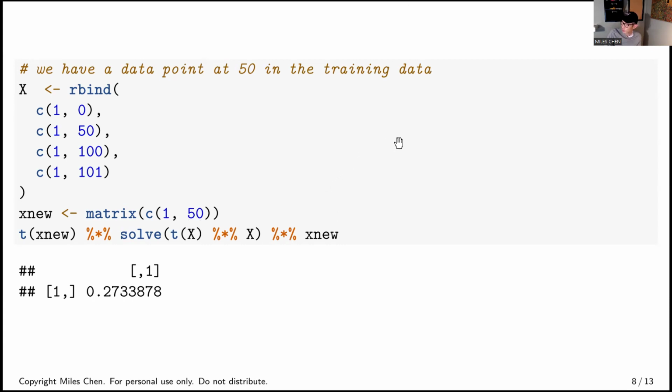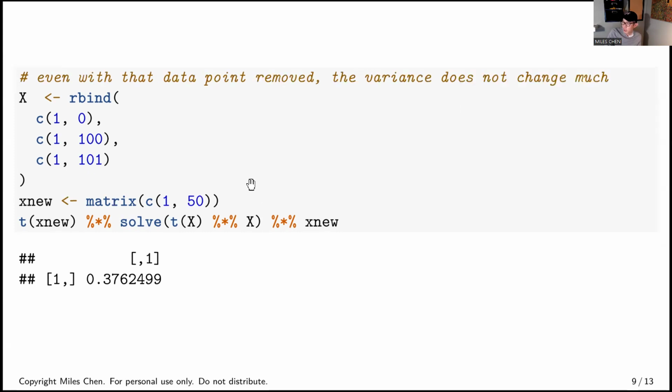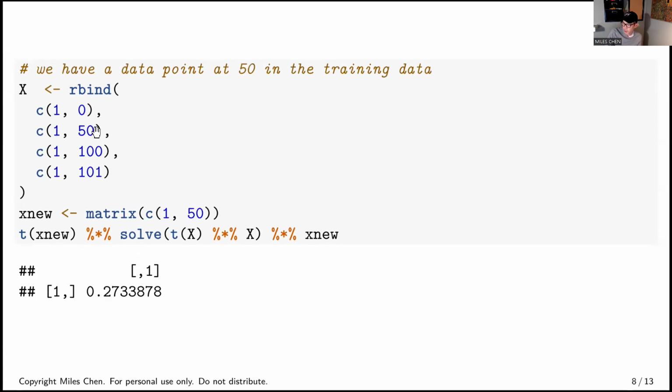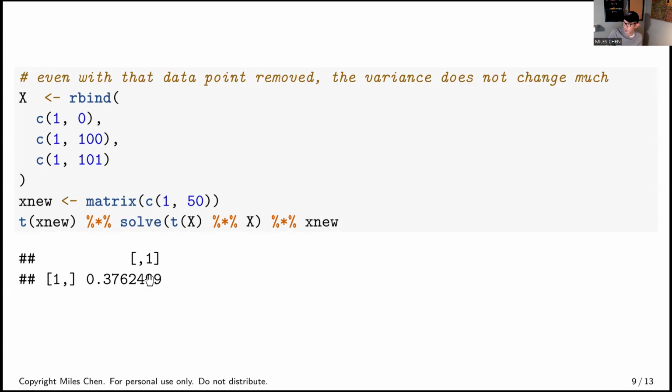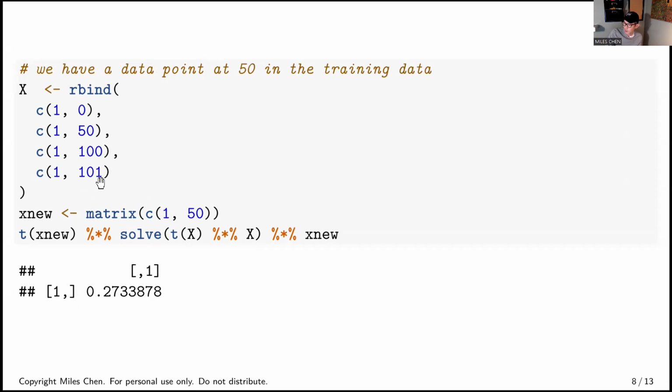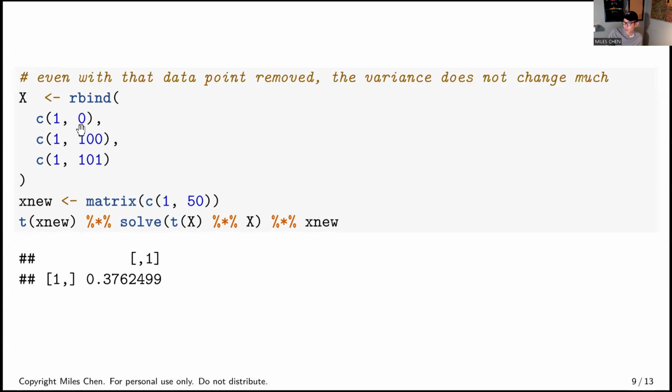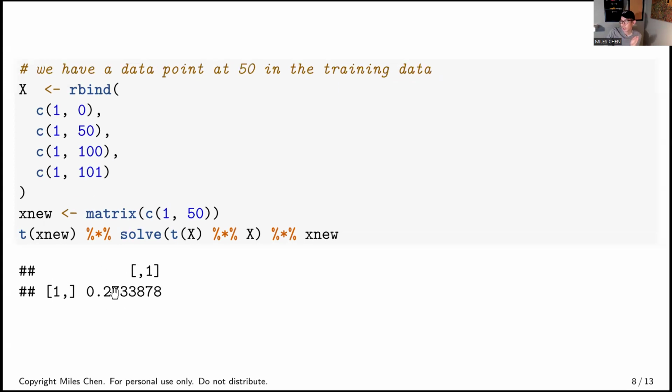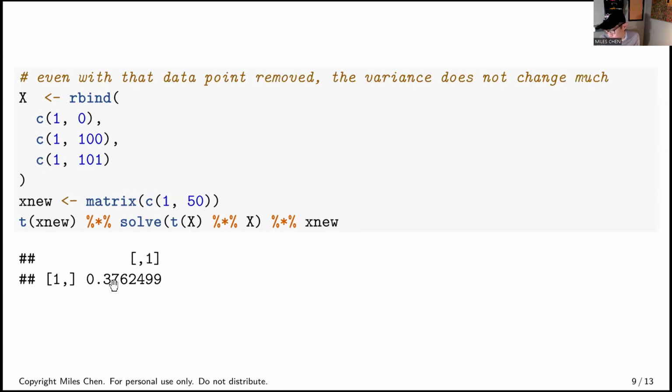You have a point at 0, a point at 50, a point at 100. What if I get rid of this point at x equal to 50? Is that going to have an effect on the variance that I see? A little bit, but not that much. So it went from 0, 50, 100, 101 to covering up the middle observation, so I just have a value at 0, 100 and 101, and I'm trying to make a prediction at 50. I have just a touch more variance, but not that much more. I went from 0.273 to 0.376.